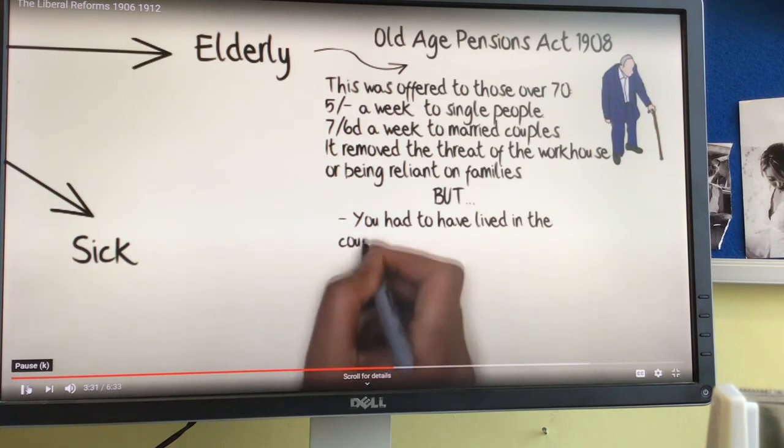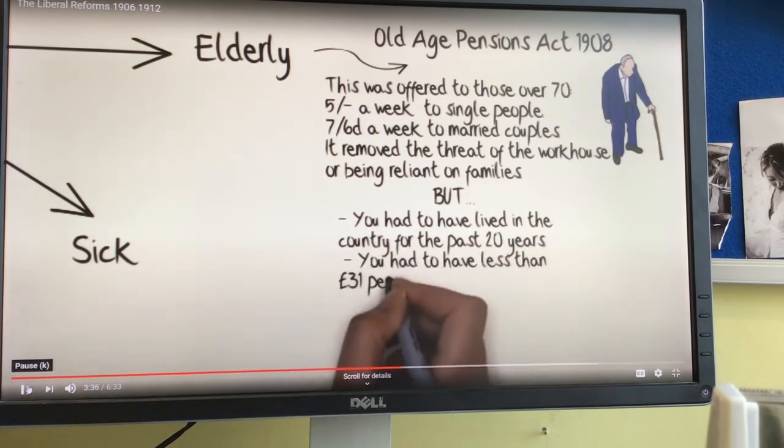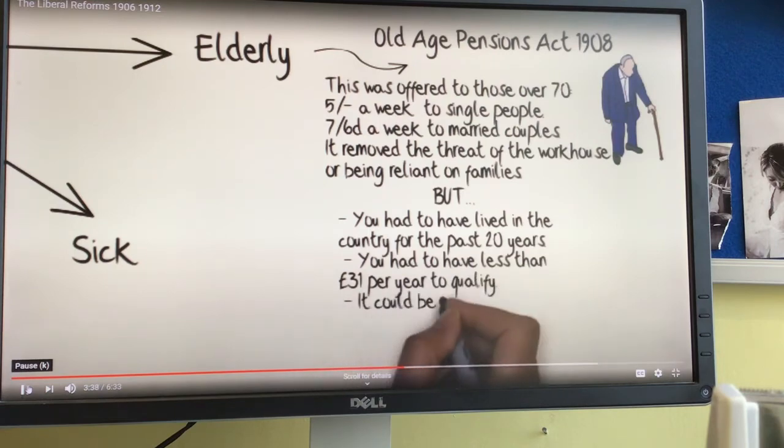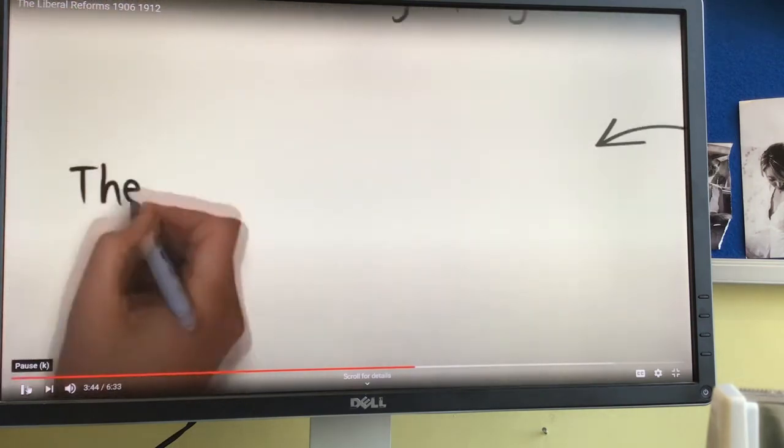But you had to have lived in the country for the past 20 years. You had to have less than £31 a year to qualify. And it could be refused to those who had not worked hard enough in their working lives.